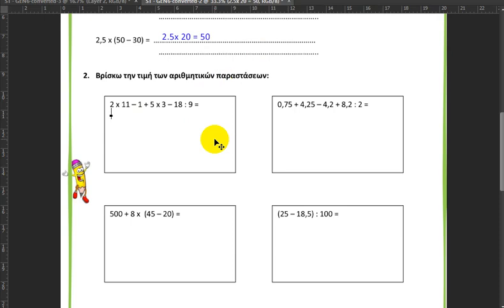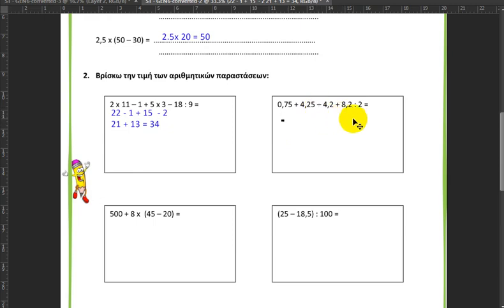2 times 11 can be done at the same time as 5 times 3, which can be done at the same time as 18 divided by 9. They don't interact. They don't affect each other. So 22. 2 times 11 makes 22. Minus 1 plus 15 minus 2. This is equal to 21 plus 13, which is equal to 34.